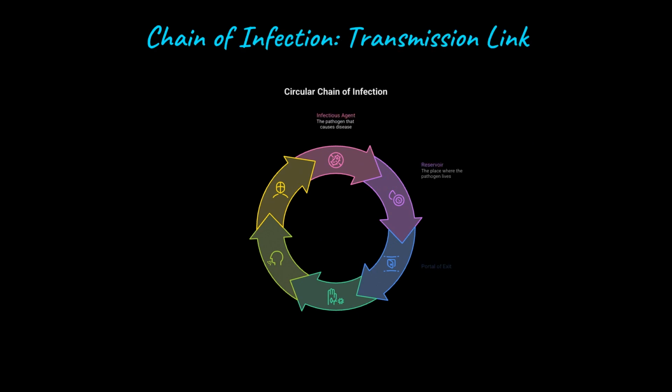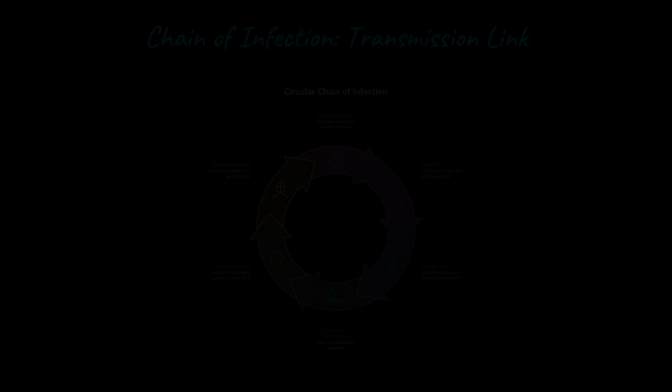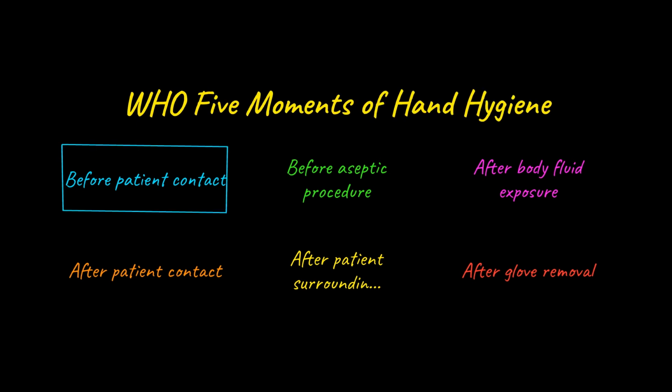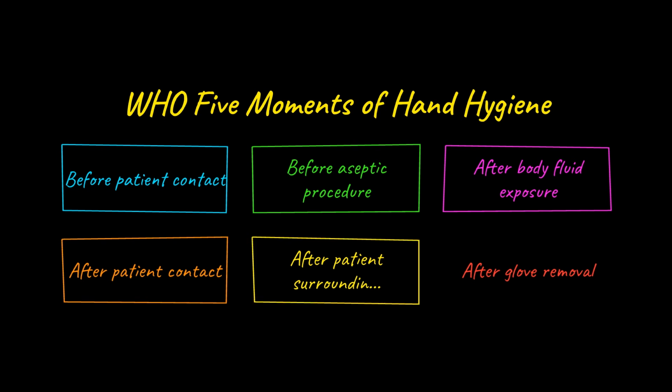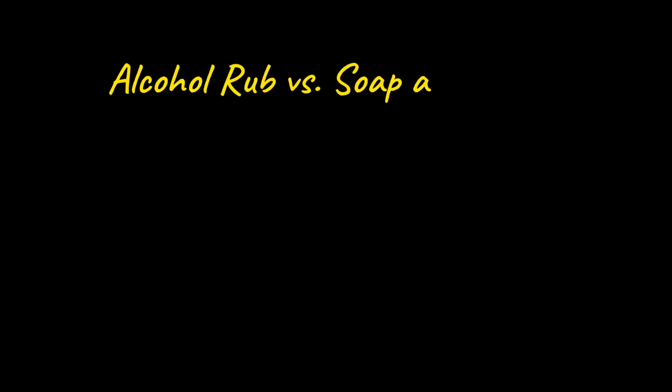The chain of infection has 6 links. Hand hygiene targets the mode of transmission, the link where transient organisms on healthcare worker hands travel from one patient to the next before being deposited. The World Health Organization defines 5 moments requiring hand hygiene: before touching a patient, before a clean or aseptic procedure, after body fluid exposure, after touching a patient, and after touching patient surroundings. Glove removal adds a sixth critical moment.